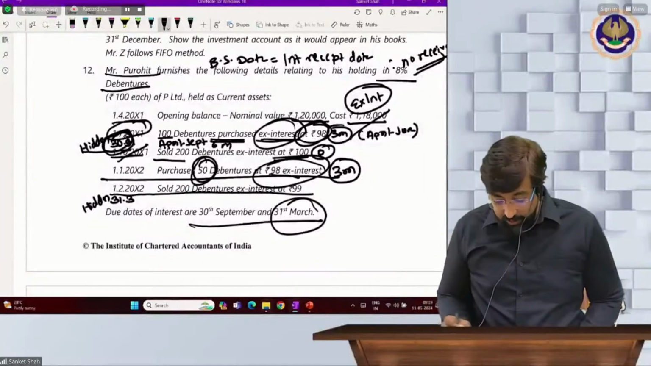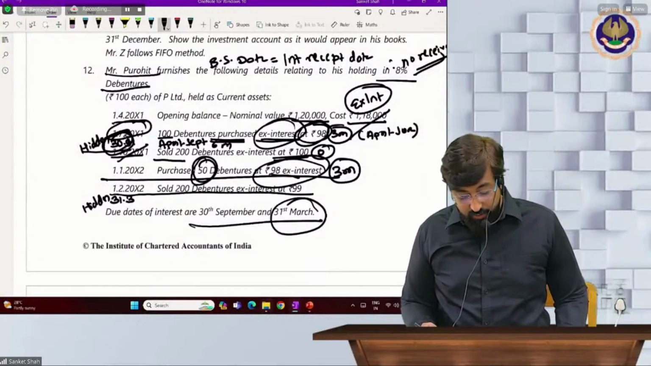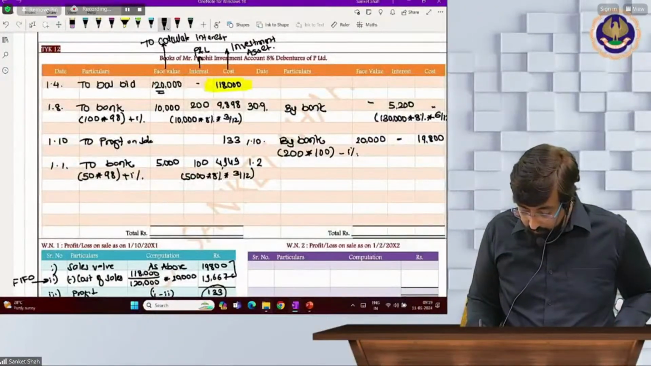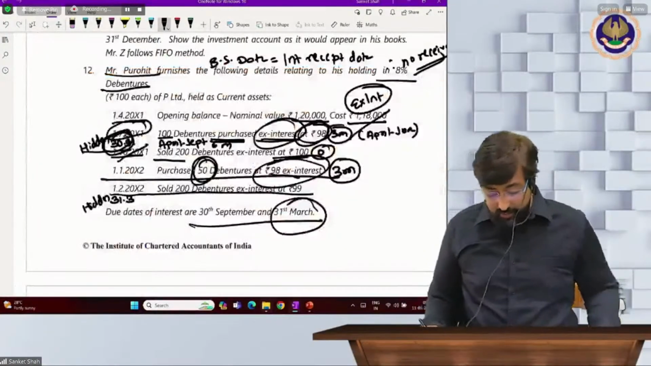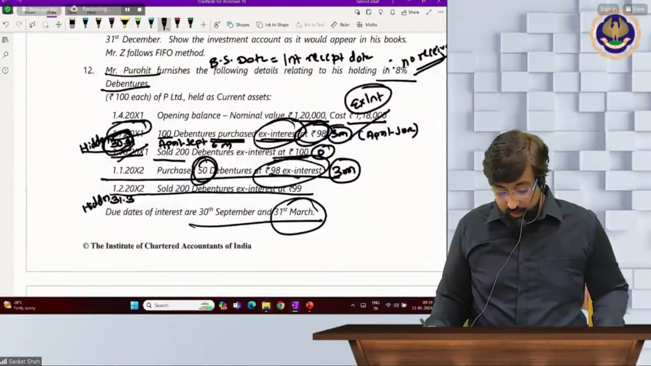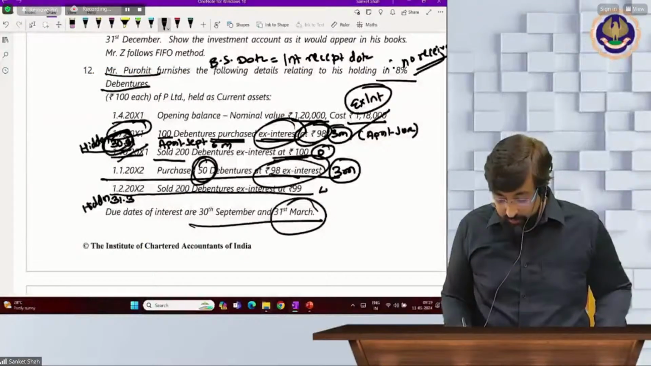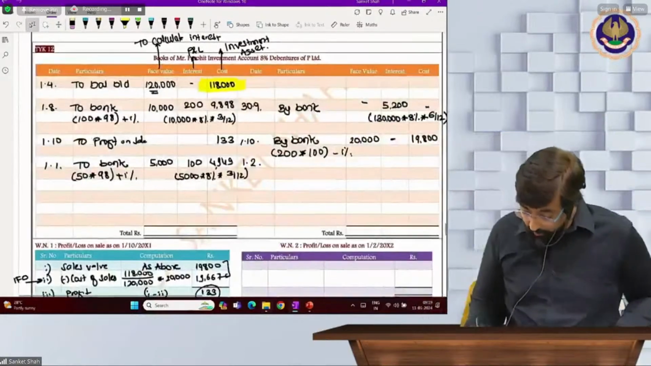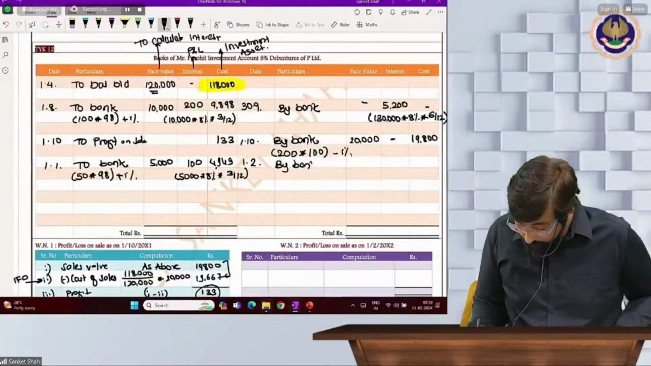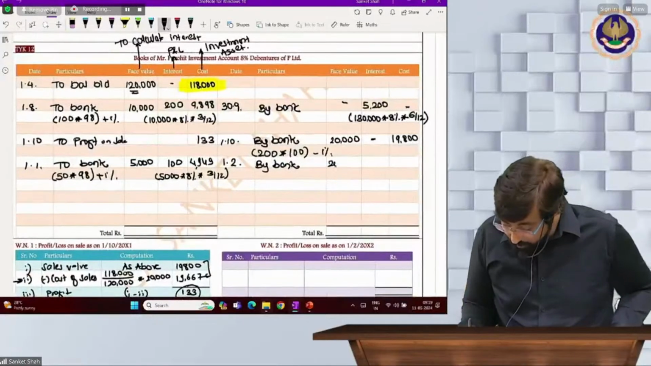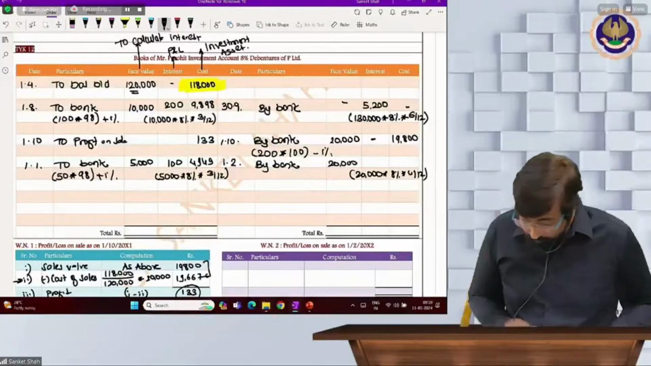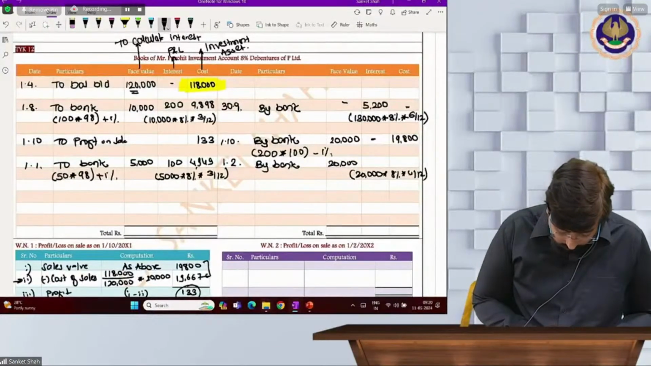Last one, tell me sold debentures. How many debentures did I sell? 200. First, when did I get the last interest? 30th September. So how many months? 4 months. Very good. So I will write by bank 20,000 face value. Again 20,000. Interest for how many months? 4 months. Tell me 4 or 5 months of interest. 533.